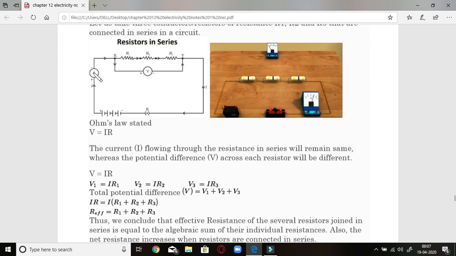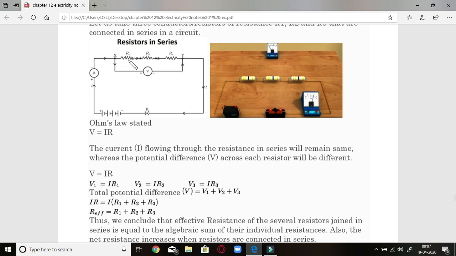For example, 5 ampere of current is coming in, that will pass through all the resistors. 5 ampere will be the current that will pass through all the resistors, no deviation at all. Whereas potential difference will be different for all the resistances.